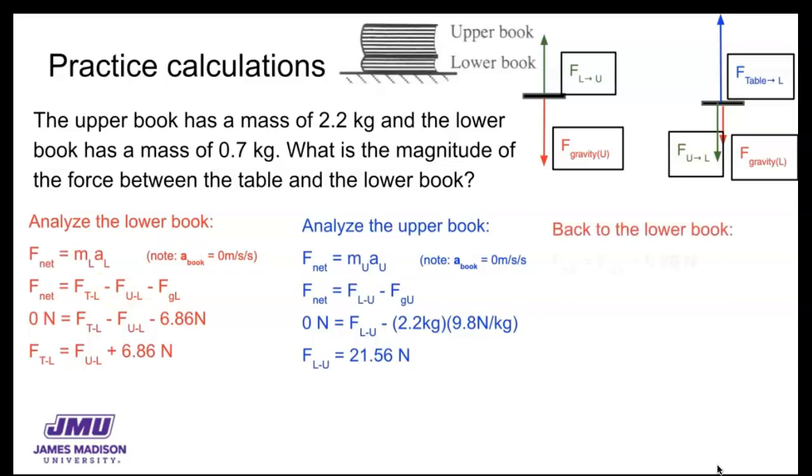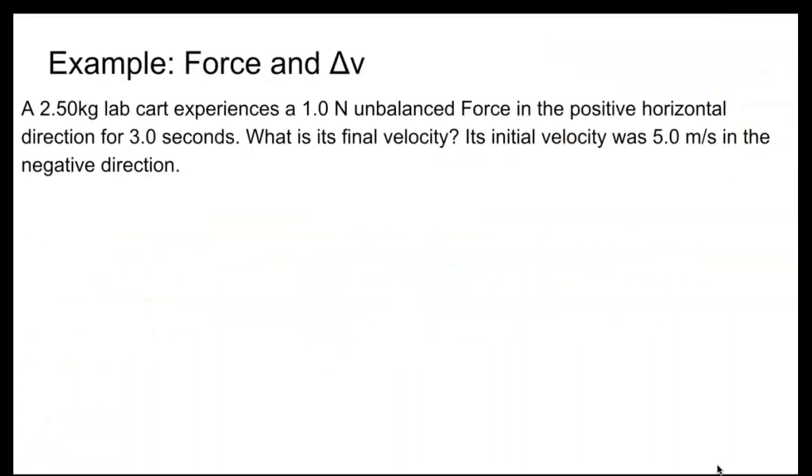So now I get back over to the lower book and I say the force of the table on the lower book, which is what I'm trying to find, is equal to the force of the upper book on the lower book plus 6.86 newtons. That 21.56 newtons substitutes in very nicely, and I get that the table has to put an upward force, a positive force, of 28.42 newtons on the lower book in order to hold that lower book up. I hope that wasn't too bad. Let's take a look at another example here.